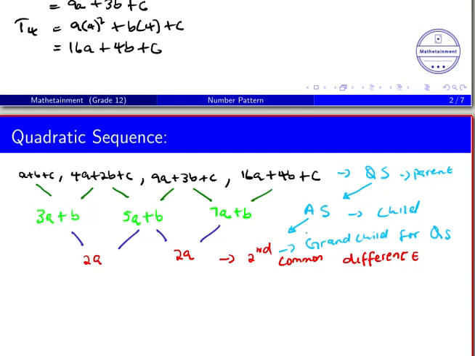But whenever you are required to find a general term, we start from the grandchild, and the grandchild will direct us to its parent, and that parent will direct us to the grandparent, which is the grandchild, child, and parent. The real parent is the quadratic sequence.